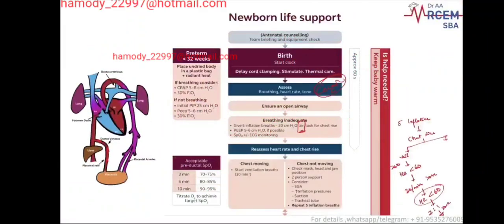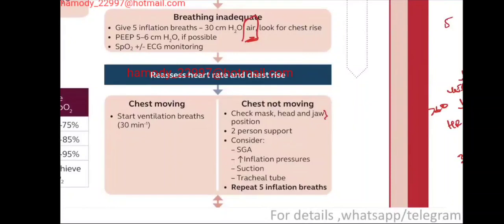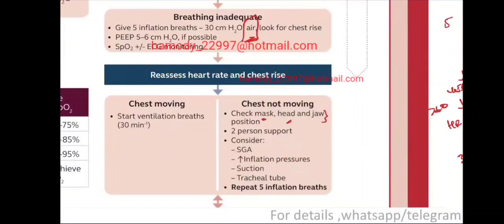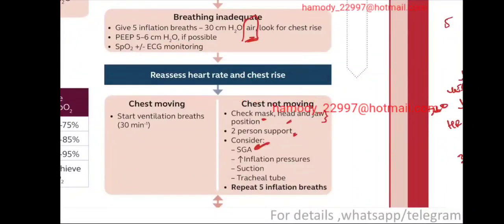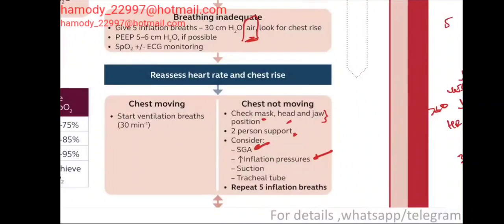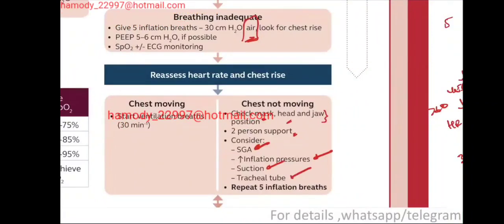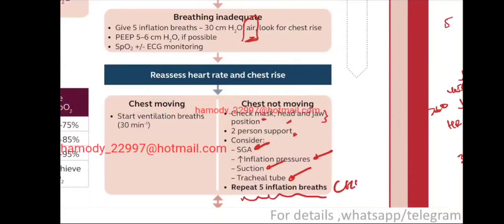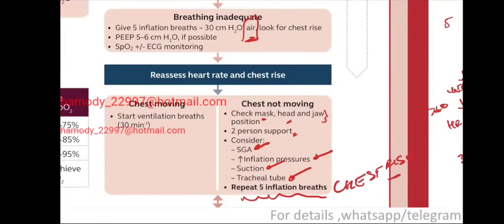It's important. What if you're not seeing the chest rise? Make sure there is a good seal. Check the mask, check the position of the head and jaw. Use the two-person technique if that is not working. If that is still not working, consider a supraglottic airway device. If that is not working, increase the inflation pressure. If that is not working, open the mouth, and if required, do suctioning. If that is not working, go for an advanced airway like tracheal intubation. Make sure you give 3 inflation breaths and monitor for the chest rise, which is very important. You need to see the chest rise.